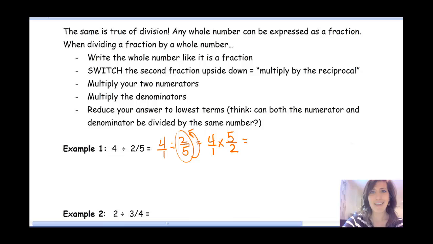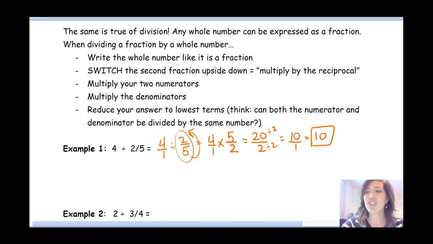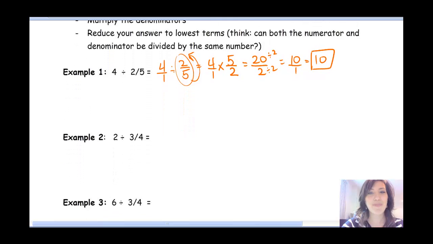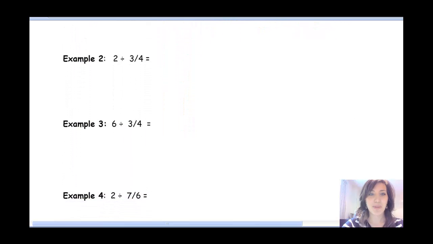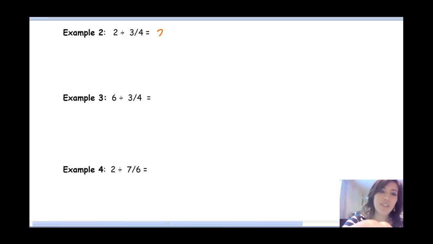Now, just like in our last video, 5 times 4, 20, 2 times 1, 2, reduce if we can. And this time we can. 10 over 1 is the same as 10. Well, look at that. You just did division of fractions by a whole number. Let's do another example. 2 as a secret fraction divided by 3/4.